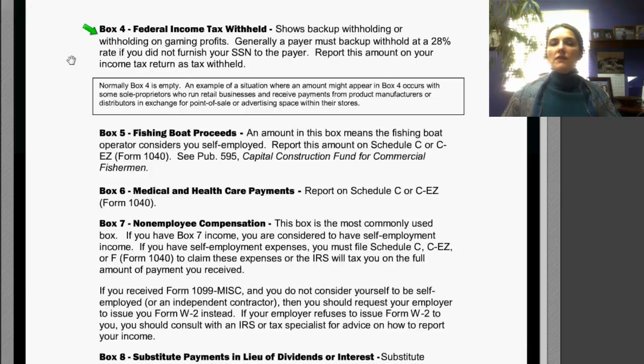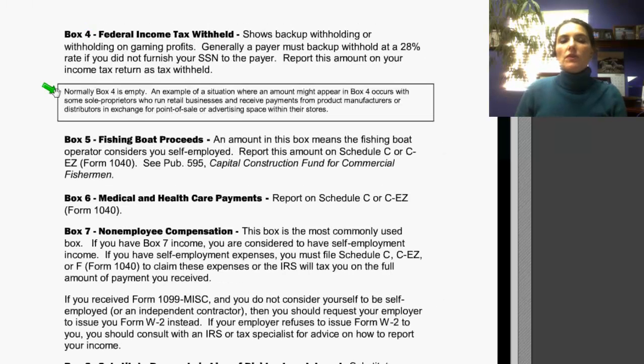Box 4, Federal Income Tax Withheld. This box is used to show backup withholding or withholdings on gaming profits. Generally, a payer must backup withhold at a 28% rate if you did not furnish your Social Security number to the payer. Report this amount on your income tax return as withheld. Normally, Box 4 is empty, and an example of a situation where an amount might appear in Box 4 occurs with some sole proprietorships who run retail businesses and receive payment from product manufacturers or distributors in exchange for point-of-sale or advertising space in their stores.